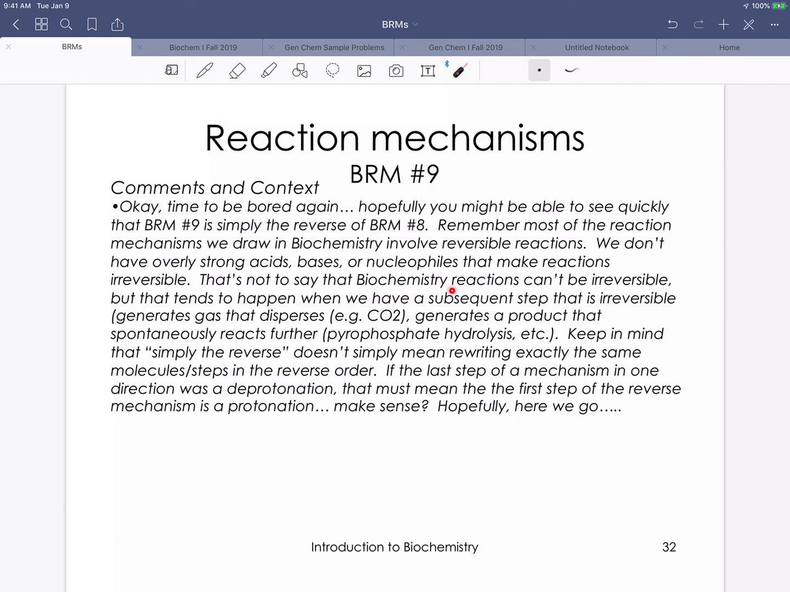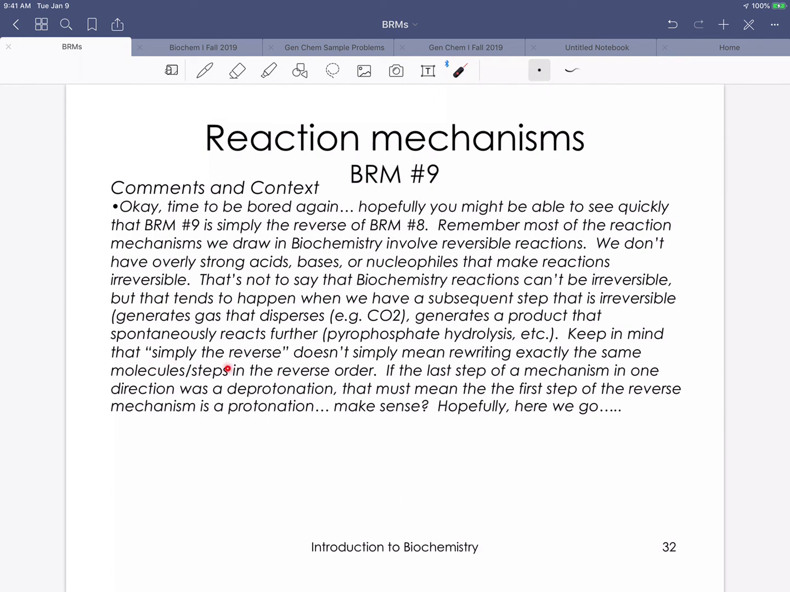Again, not to say that we don't see things that are irreversible. Maybe we have a subsequent step, for example, that generates carbon dioxide as a gas that disperses. That tends to be an irreversible reaction. Or we've talked a lot about the pyrophosphate hydrolysis. When we generate pyrophosphate, you have lots of pyrophosphatase enzyme that helps to further hydrolyze that pyrophosphate, driving that reaction to completion. So that's a lot of how your body will move reactions in the forward direction when there's generally reversibility, by using Le Chatelier's principle to pull a reaction forward.